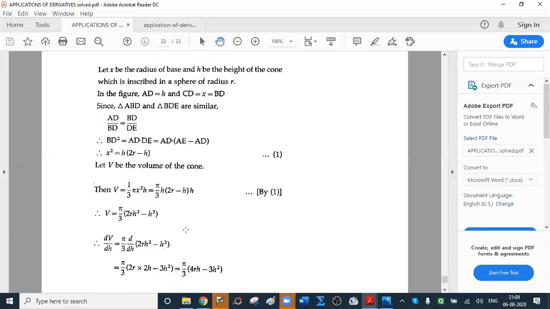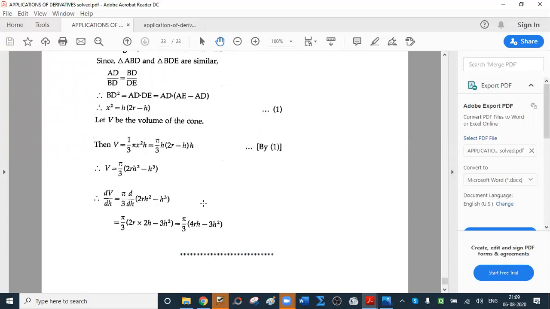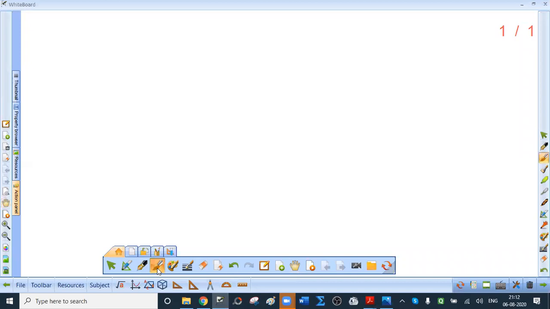Now find dV/dh. Okay, so this is the volume function and we find dV/dh. dV/dh comes out to be pi by 3 into (4rh minus 3h square). Okay. Now after this, we have to find the second derivative. So let me find the second derivative, d2V by dh square.